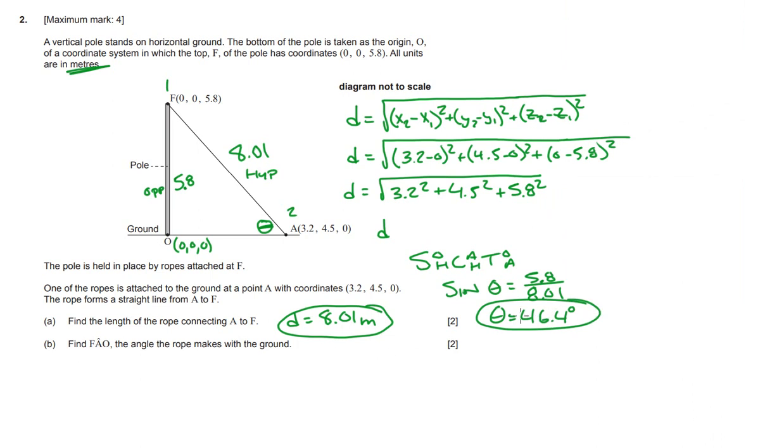In fact, I would not even circle that because it says FAO. So just to make sure, I would write FAO equals 46.4 degrees. I would circle that as my answer. This would probably be okay, but just to make sure, this is officially more accurate. It's more correct because it's not theta. They didn't ask for theta. They asked for FAO. Okay?